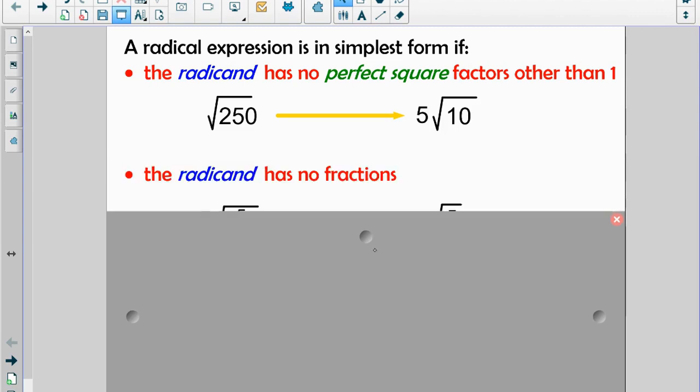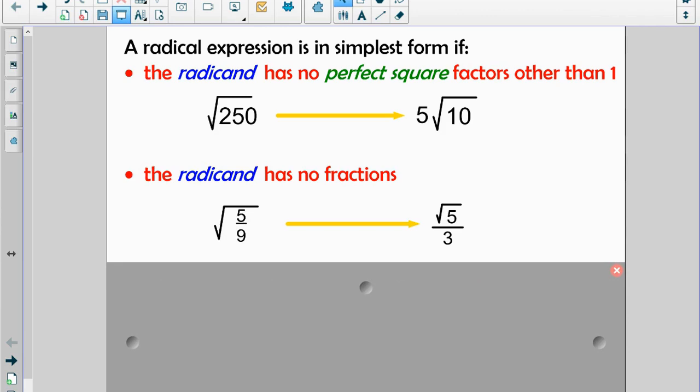So one of the items we looked at earlier this unit was that the radicand can't have any perfect square factors. All right, so simplifying a square root means that you take those perfect square factors out. That's what we've been working on.